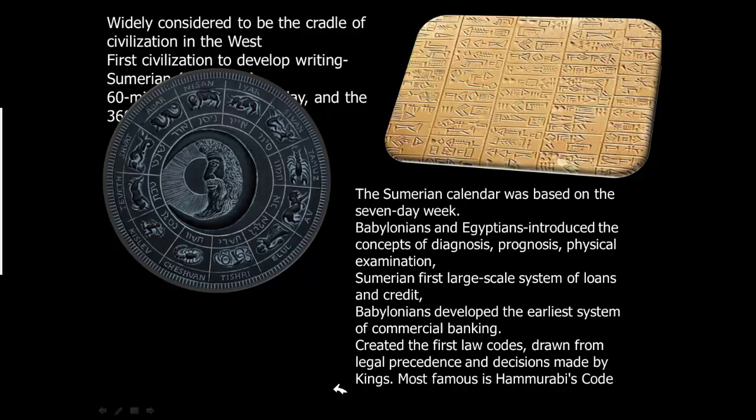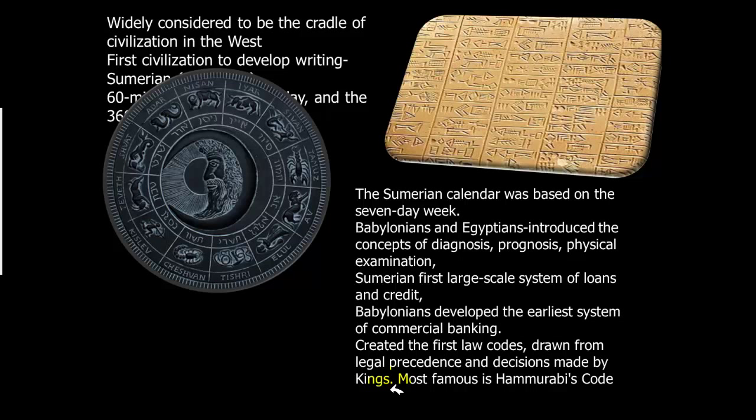And also from the Mesopotamian culture hearth, in large part because they were the ones to create writing, they created the first law codes that were drawn from legal precedent. Which means that the law is based on the previous rulings of kings and judges before. This was made in the Mesopotamian culture hearth.